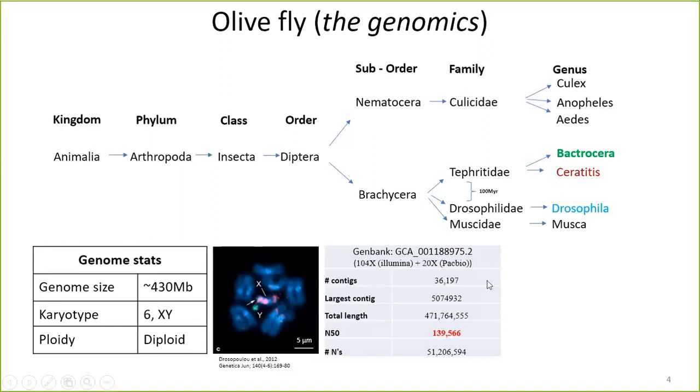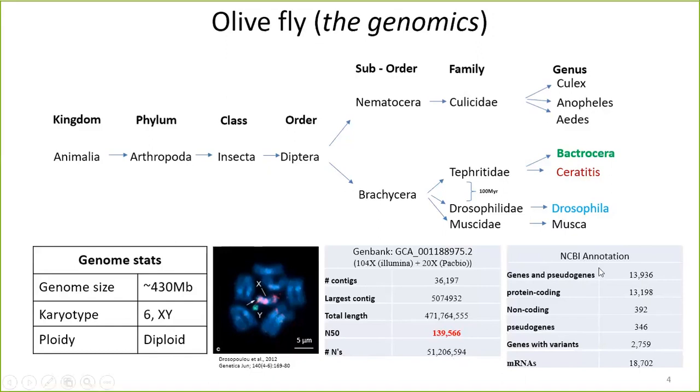This genome wasn't very highly contiguous, as you might imagine. The N50 of this genome was just about 139 KB, and it had about 51 million Ns. We have work in our lab where we've used different long-read sequencing technologies, including Nanopore, to improve the contiguity of this assembly. You can find that in our preprint on bioRxiv. Once we submitted this genome to NCBI, they also annotated it. The current gene models have about 13,900 genes and pseudogenes. Of these, about 13,000 are protein coding, 392 are non-coding, and 344 are pseudogenes. 2,759 genes have variants, which gives the total mRNA of this fly about 18,700, a figure that we think is underestimated by at least a factor of four.